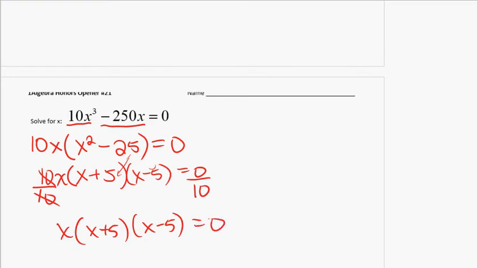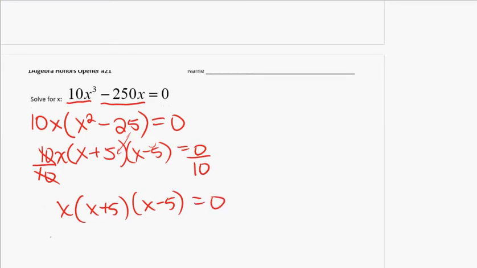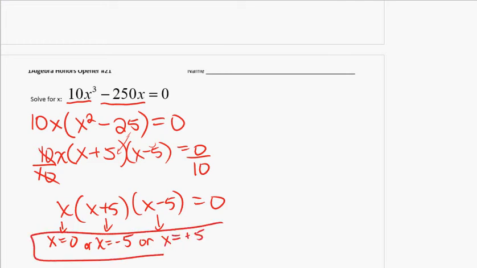And so now I solve this with the zero product property. So x must be 0 with the first one. With the second one, x must be negative 5, because when you set it equal to 0, x is negative 5. And this one, put ORs, is x is positive 5. So these are all your possible solutions.